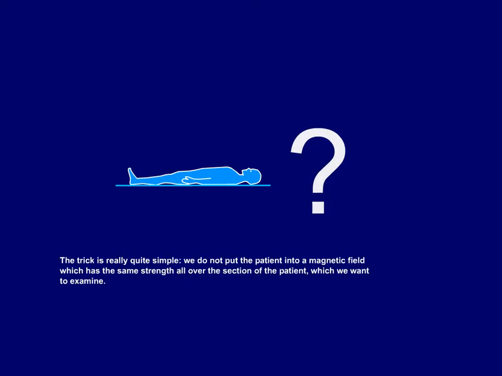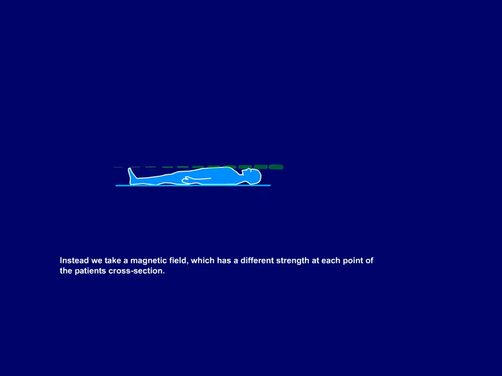The trick is really quite simple. We do not put the patient into a magnetic field which has the same strength all over the section of the patient which we want to examine. Instead, we take a magnetic field which has a different strength at each point of the patient's cross-section.